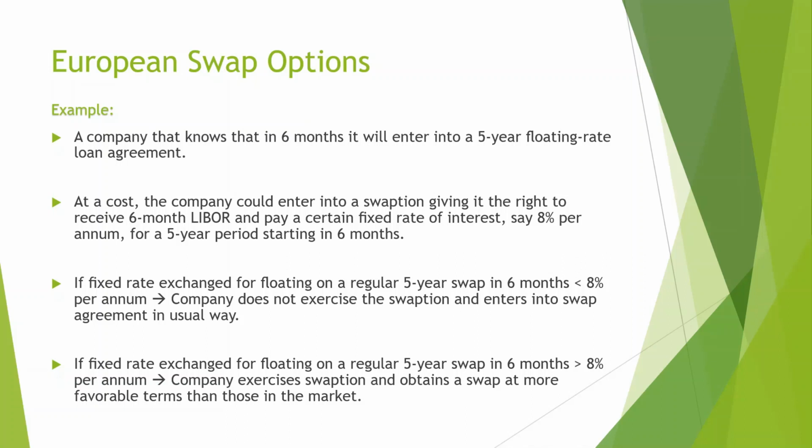If the fixed rate exchanged for floating on a regular 5-year swap in 6 months is less than 8% per annum, then the company does not exercise the swaption and enters into a swap agreement in the usual way. Instead, if the fixed rate exchanged for floating on a regular 5-year swap in 6 months is greater than 8% per annum, the company exercises the swaption and obtains a swap at more favorable terms than those in the market.